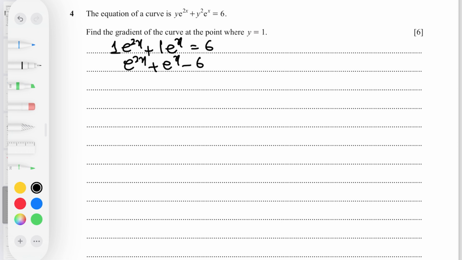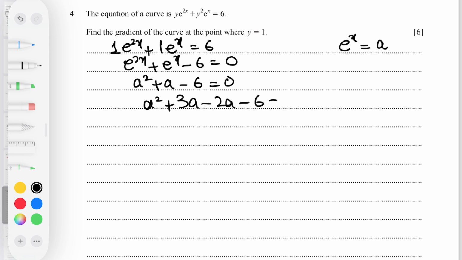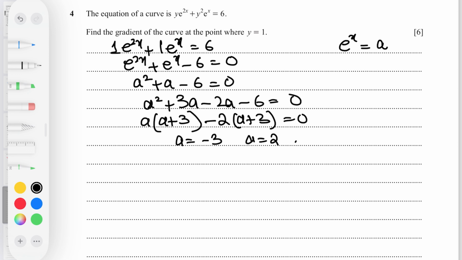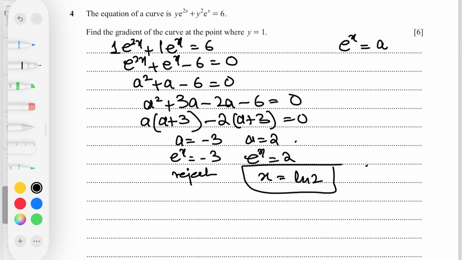Now you can say it's a disguised quadratic equation. e^2x plus e^x minus 6 equals 0. So we will do middle term breakup. So a is minus 3 and a is equal to 2. Now what is a? e power x equals minus 3 will be rejected because you cannot apply ln on a negative number. So x equals ln 2, and y is equal to 1.